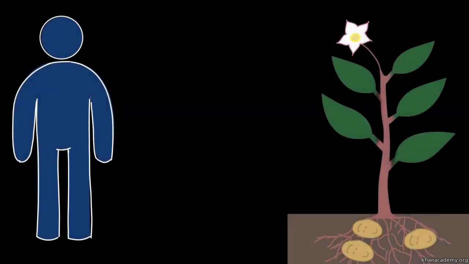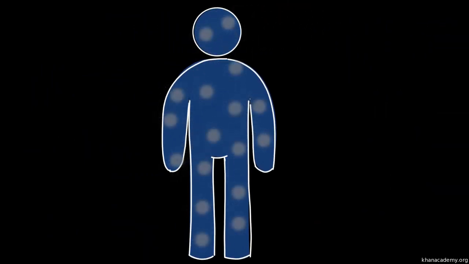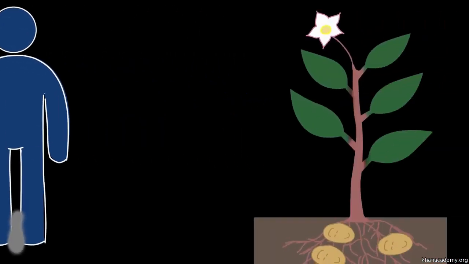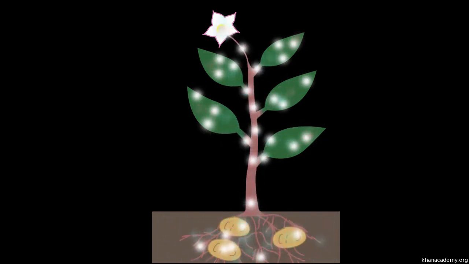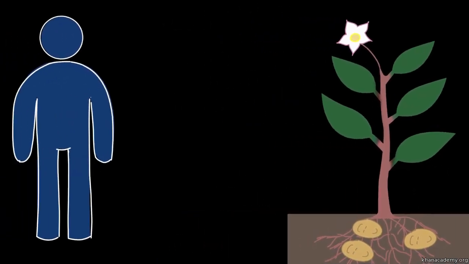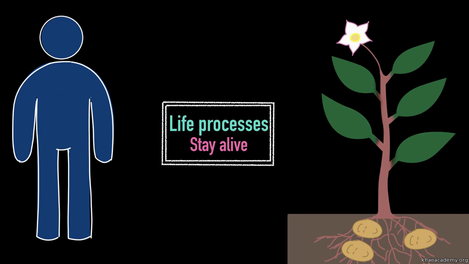In order for living things like you, me, and this plant to stay alive, to keep living, we need to keep on carrying out certain processes on a regular basis. These processes that we need to keep doing to stay alive, we call them life processes. And so in this video, we will learn what are the major life processes that all living things need to carry out to stay alive.